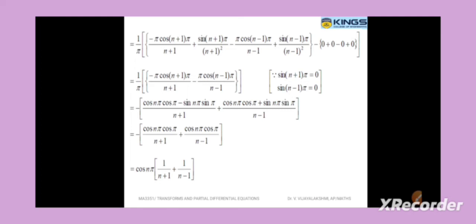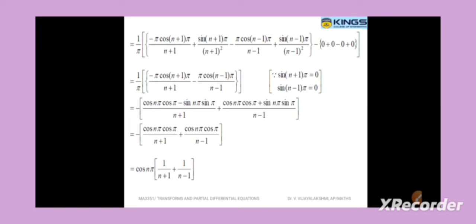For cos of (n plus 1) pi, that can be expanded in the form of cos of a plus b. Cos of a plus b is equal to cos a cos b minus sin a sin b. So by use of that formula, I am expanding here. Similarly for the second one, cos of a minus b. Cos of a minus b is cos a cos b plus sin a sin b. So by using that formula, I am expanding the second factor also.